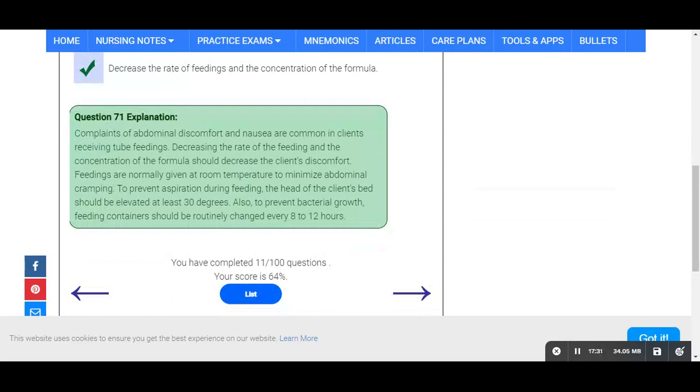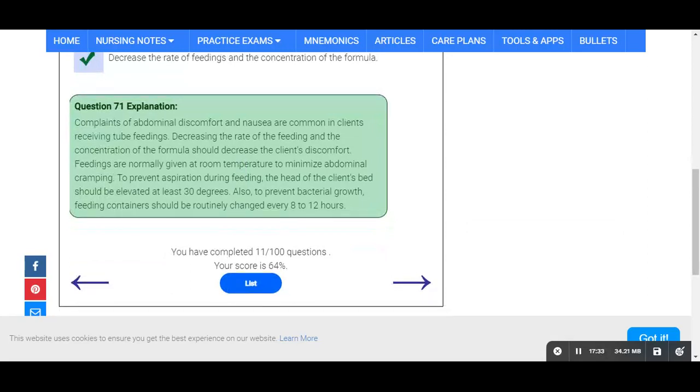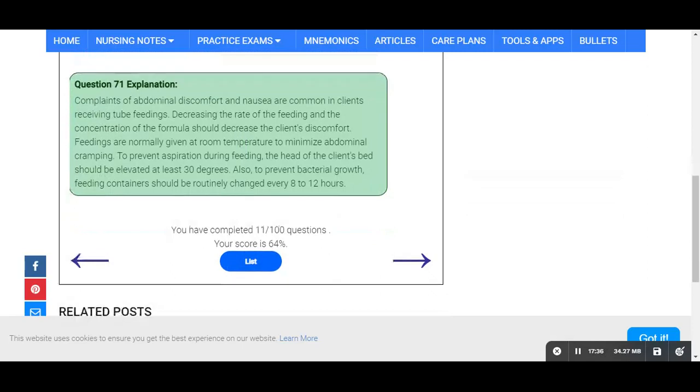Complaints of abdominal discomfort and nausea are common in clients receiving tube feedings. Decreasing the rate of the feeding and concentration of the formula should decrease the client's discomfort. Feedings are normally given at room temperature to minimize abnormal abdominal cramping. To prevent aspiration during feeding, the head of the client's bed should be elevated at least 30 degrees. Also, to prevent bacterial growth, feeding containers should be routinely changed every 8 to 12 hours.